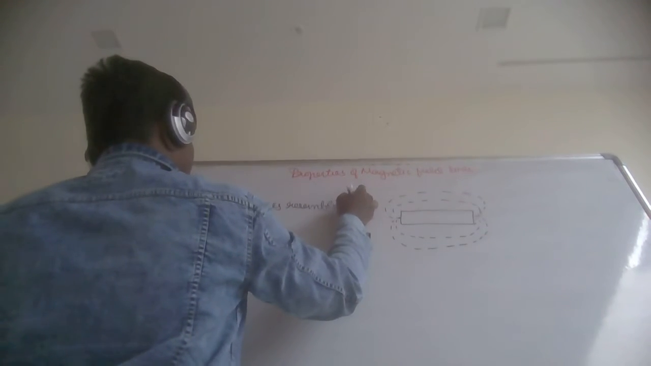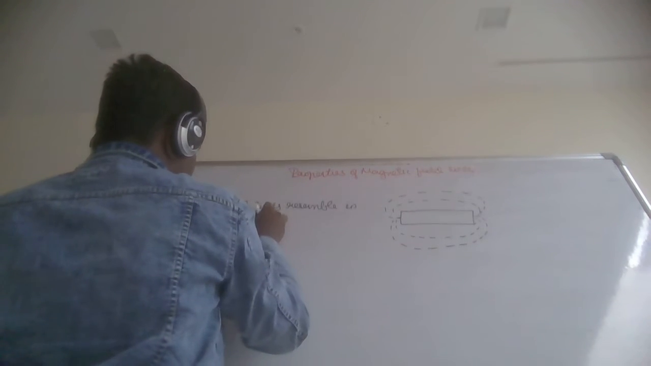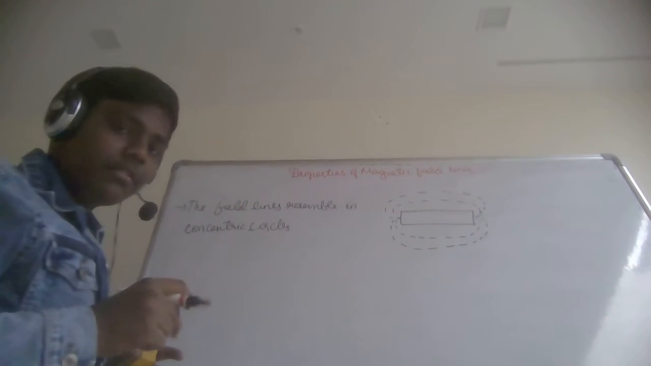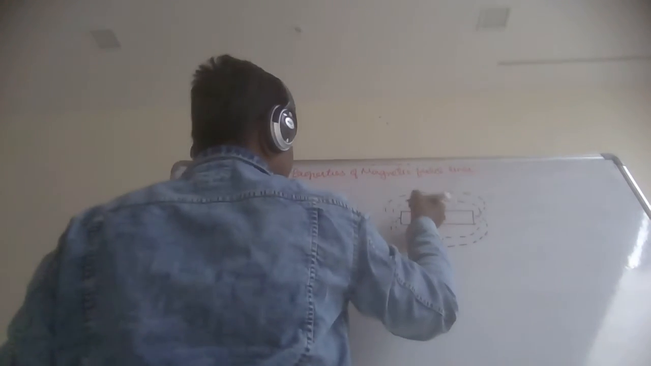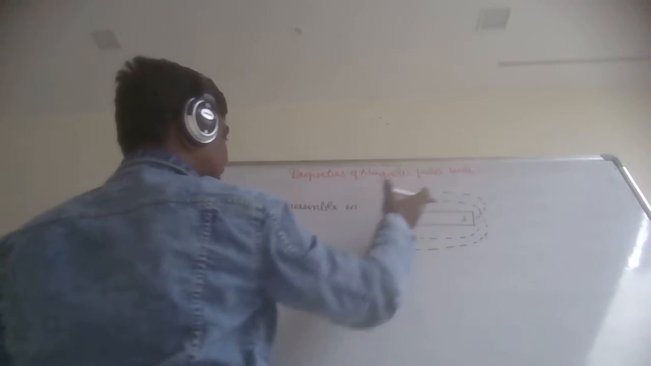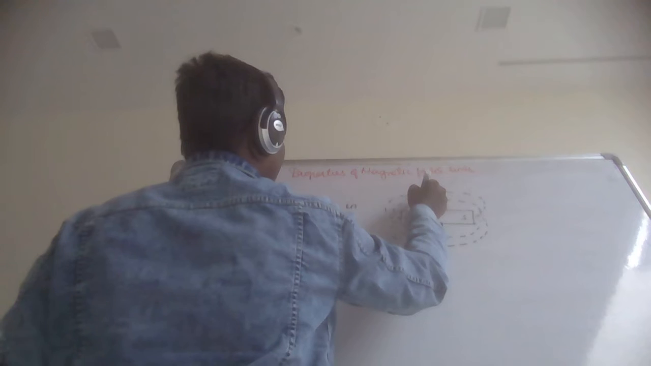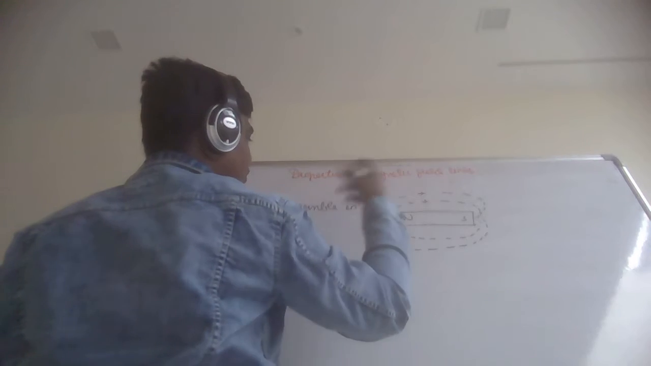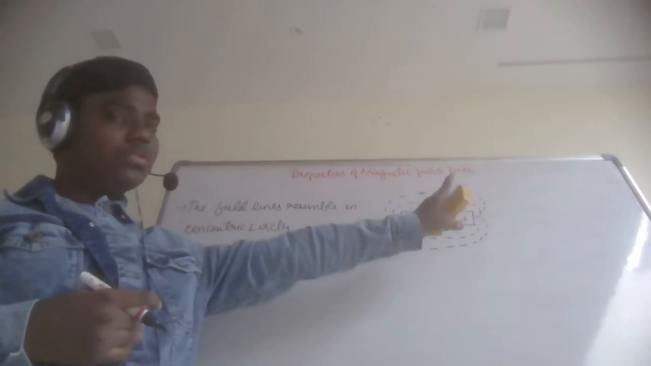the field lines resemble the shape of concentric circles. Next, this is the north pole, geographically the north of the magnet, and this is the south of the magnet. If we see the magnetic field lines, they run from north to south. I will be discussing an activity on how we got this from north to south.